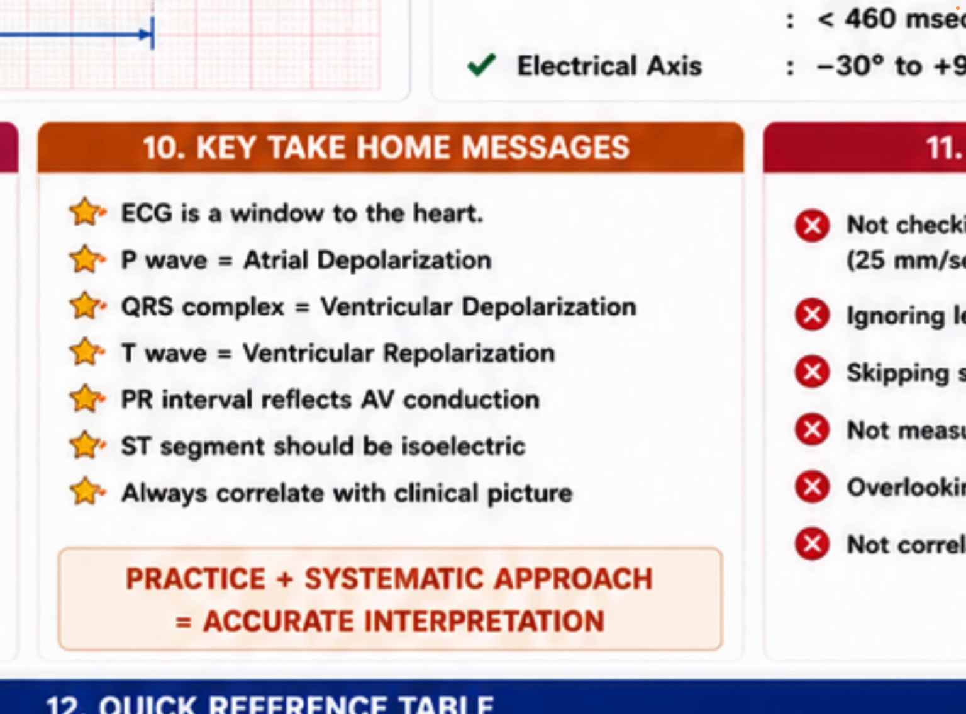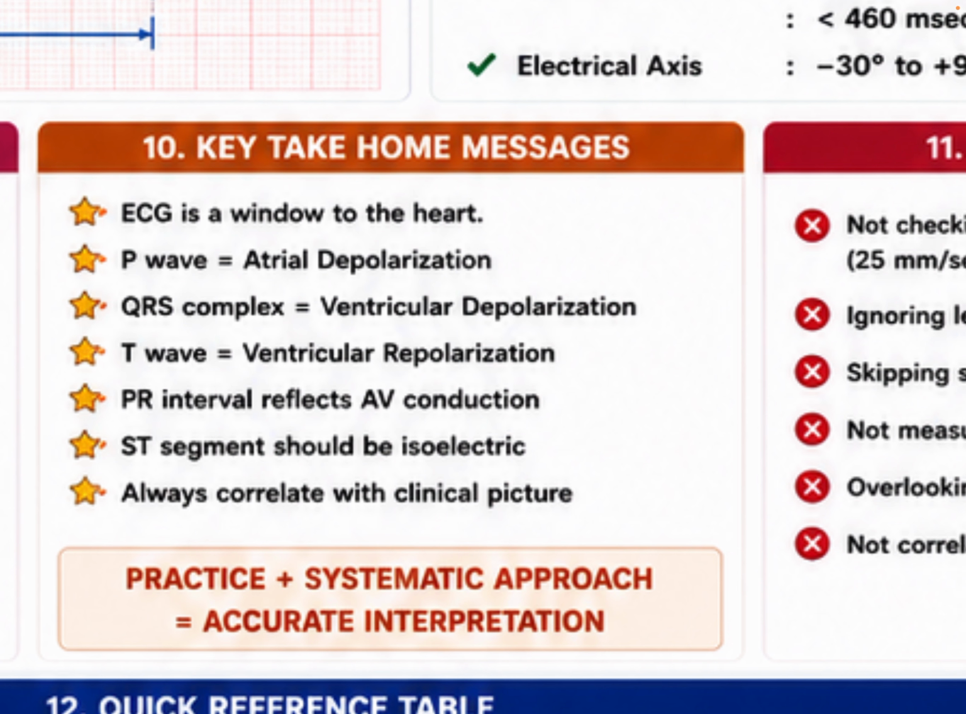Then come to the take home message. The SA node starts every heartbeat, P wave is atrial depolarization, PR interval is AV node conduction, QRS is ventricular depolarization, T wave is ventricular repolarization. Always check the ECG paper settings and follow a systematic interpretation method. ECG is not difficult. It becomes easy when you understand the conduction system first.